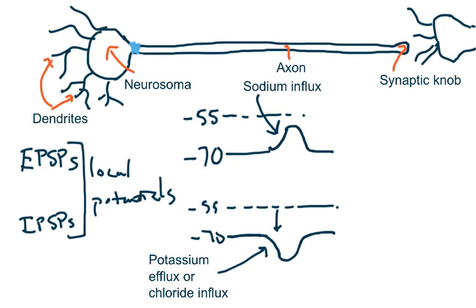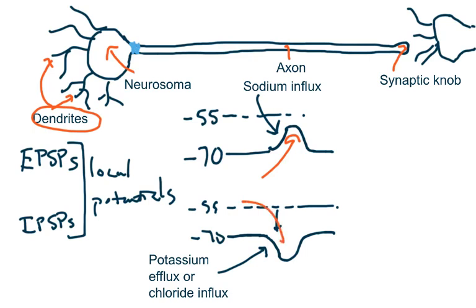Now, remember, these signals that are being received from either excitatory or inhibitory neurotransmitters are typically received out at the dendrites. Okay? And what is happening is there are many of these signals that are all being received at the same time. And the EPSPs are trying to make membrane potential less negative.